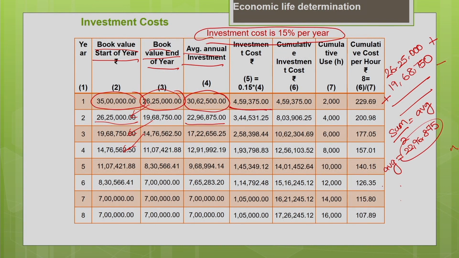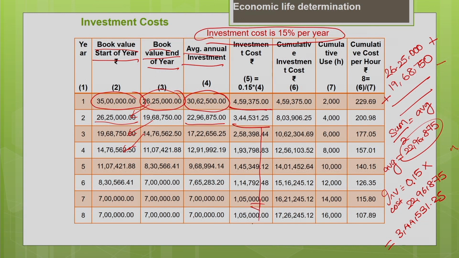For this you calculate the investment cost. So investment cost is nothing but 15% of the average book value, 0.15 multiplied by 22 lakh 96,875. So this gives me the investment cost as 3 lakh 44,531.25. So this is your investment cost for the second year. Okay, so like this you can calculate the investment cost for all the years.